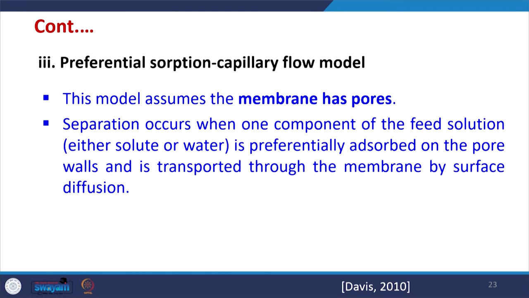Then there is a third type of model, called the preferential sorption capillary flow model, and in this model again it is assumed that the membrane has pores. The separation occurs when one component of the feed solution, either solute or water, is preferentially adsorbed on the pore walls and is transported through the membrane by surface diffusion. So, it is adsorbed but surface diffusion occurs on the pore walls, and because of that the separation is occurring. So, these are the different types of models which are there for the reverse osmosis case.